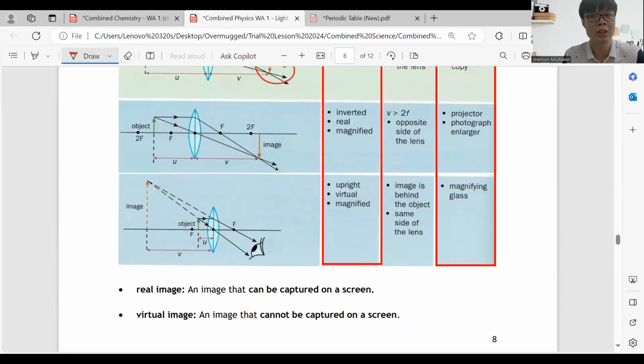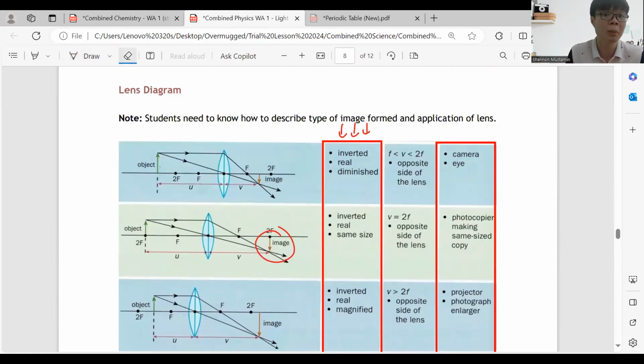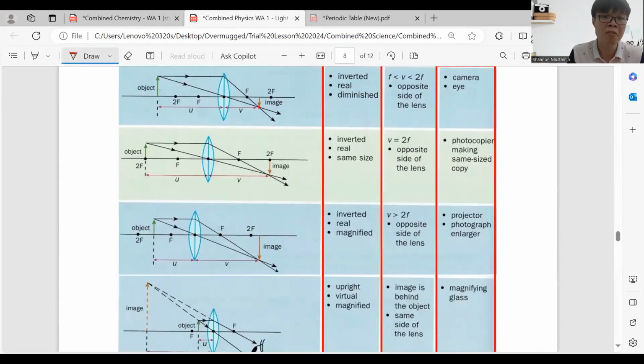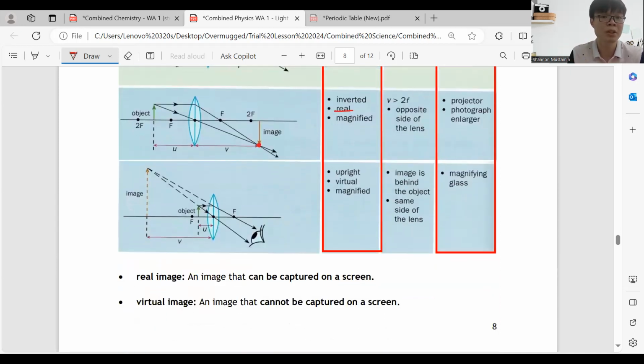Then students will ask, what is a real image? What is a virtual image? How do you tell whether something is real or not based on a lens diagram? If your light rays are converging and meeting on the right side, you will get a real image. When will you get a virtual image? When your light rays do not meet on the other side. A virtual image means an image that cannot be captured on a screen.